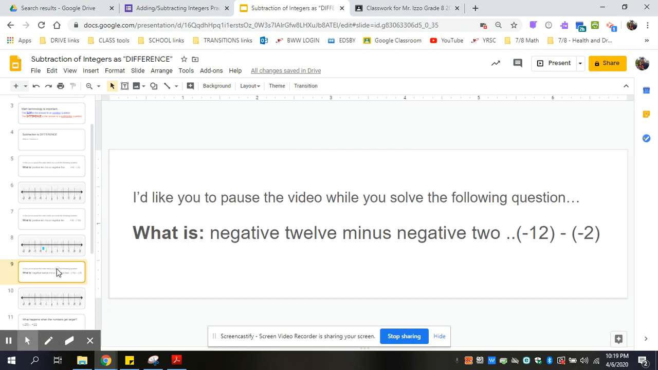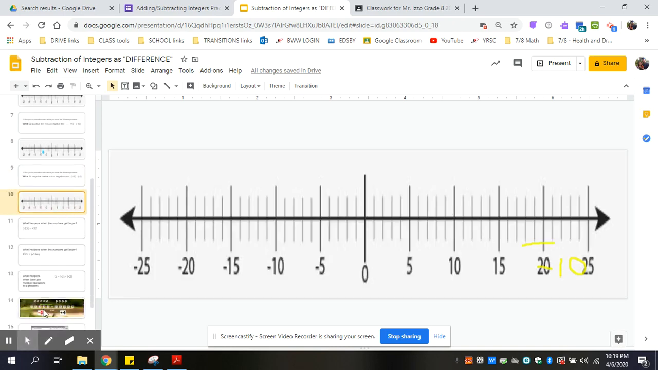All right, let's see if this works for numbers that are not on opposite sides of the 0. Pause the video, please, and solve the following. Negative 12 minus negative 2. So we're going to start with a drink that's cold already, and we're going to take away ice to make it hotter. Negative 10. But I'm going to show you on the number line another way to see this. We have negative 10 here.